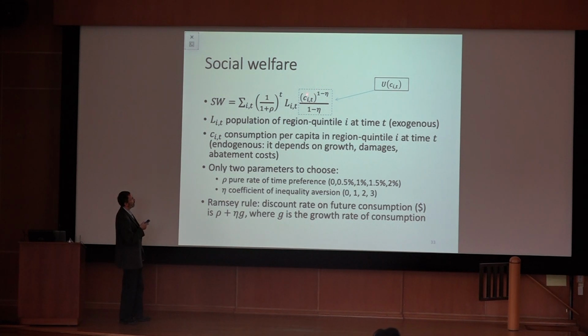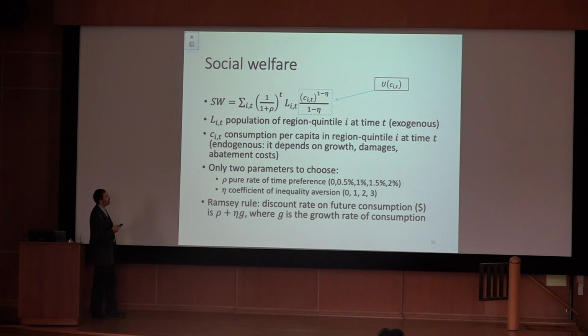So this is at the per capita level within a quintile. We multiply by the number of people in that quintile. And we have this pure discount, time preference term here. And we just add up over all these people and time units. Okay, so the key parameters we have to choose in these functions are the rho parameter and the eta parameter.